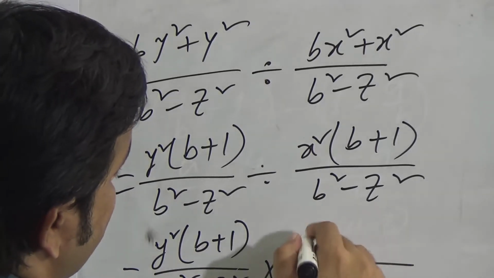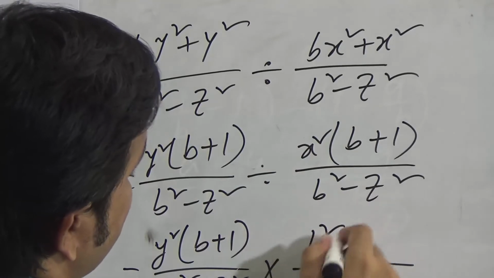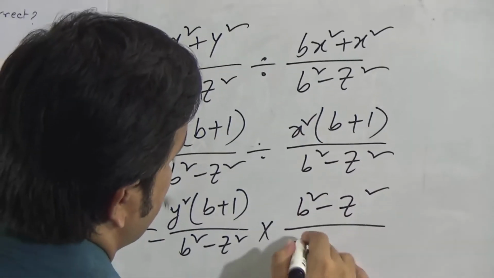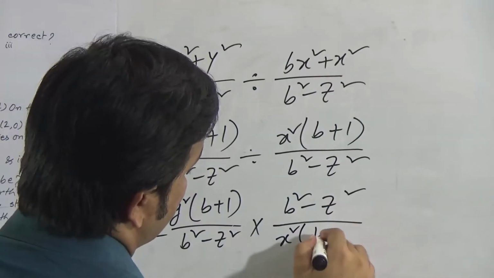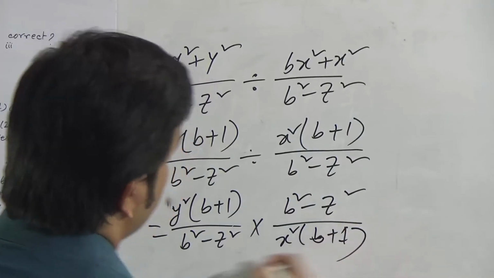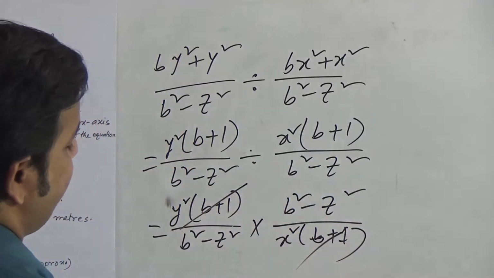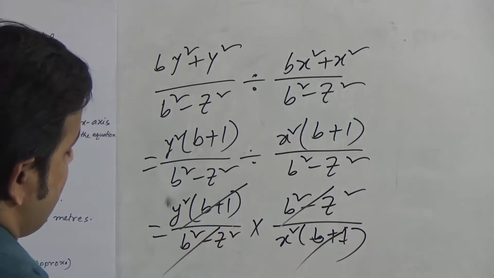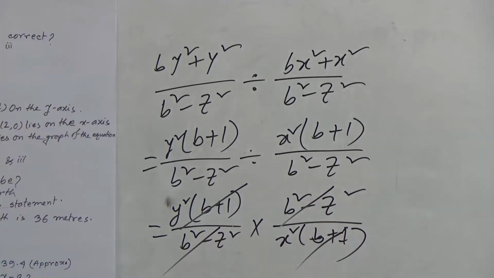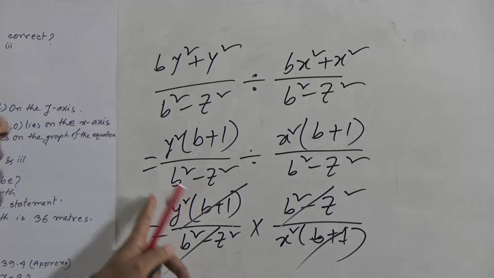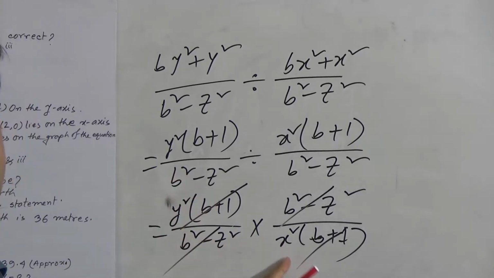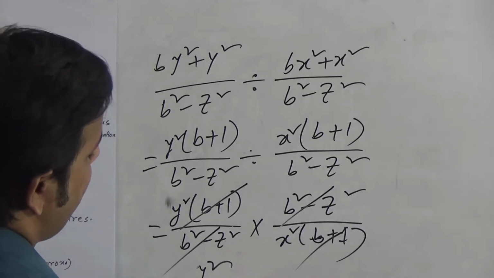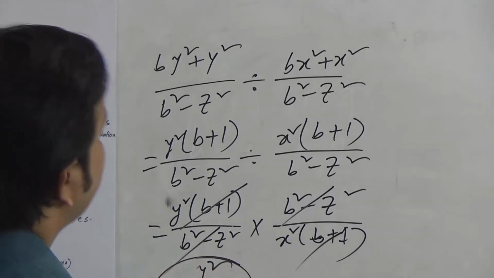So, this denominator will go to the numerator, b square minus z square, x square is common, b plus 1 will be here. Now, b plus 1 matched, these two match. Now, we can say only y square remains in the numerator and x square remains in the denominator. So, we can write y square by x square is our required value.